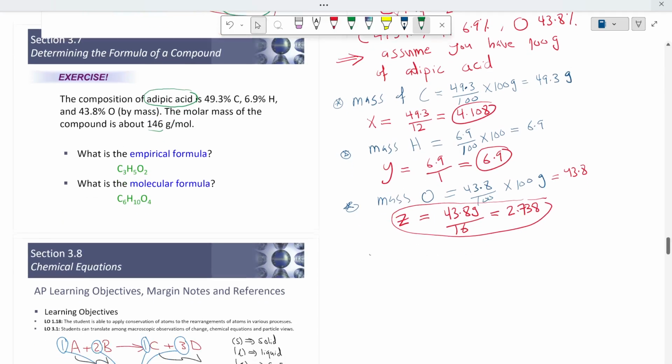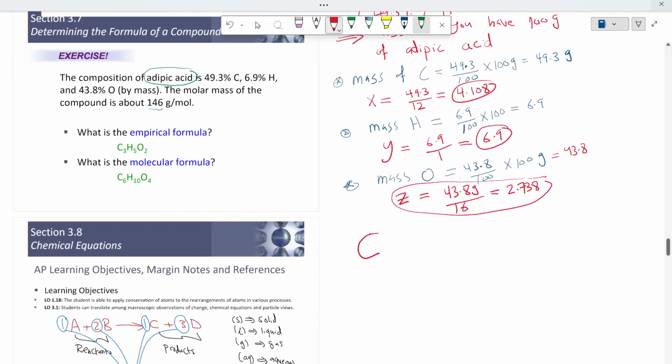Let's write them now. Here is carbon. The subscript of carbon is 4.108, hydrogen 6.9, oxygen 2.738. Now these ratios, as I said, represent the mole ratios between carbon, hydrogen, and oxygen. The ratio is 100% correct. But what's wrong with this formula? The incorrect information is that these subscripts are fractions. And as you know, to write a correct formula, we should write the subscripts in terms of whole numbers. So what shall we do in this case?